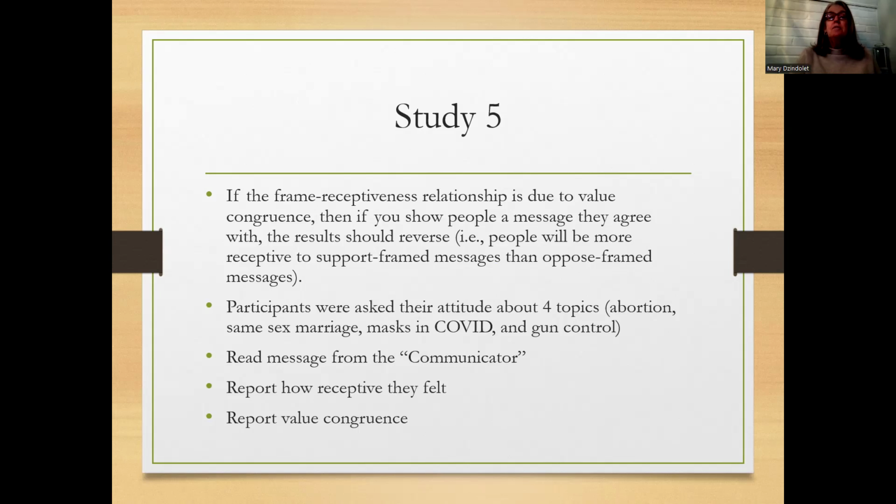So here people were asked their attitude. Again, the surveys have been done before about 4 different topics: abortion, same-sex marriage, the importance of wearing a mask during COVID, and gun control. And then after we know about their opinions on these topics, they read a message from the communicator and they report how receptive they felt, and then they report their value congruence.